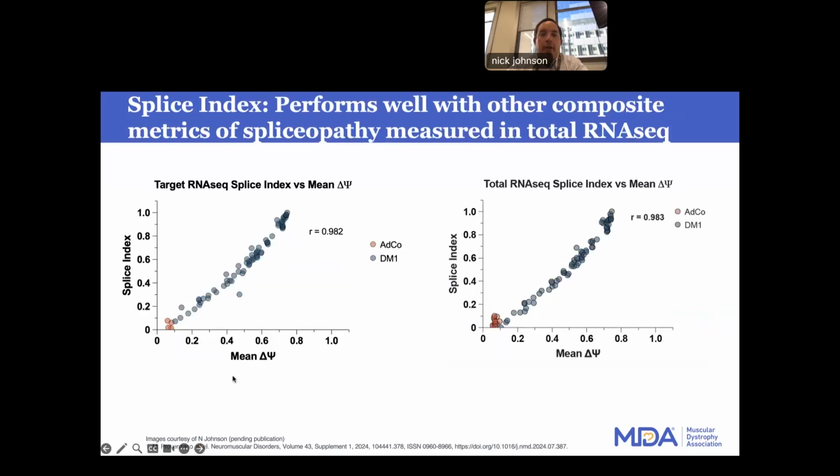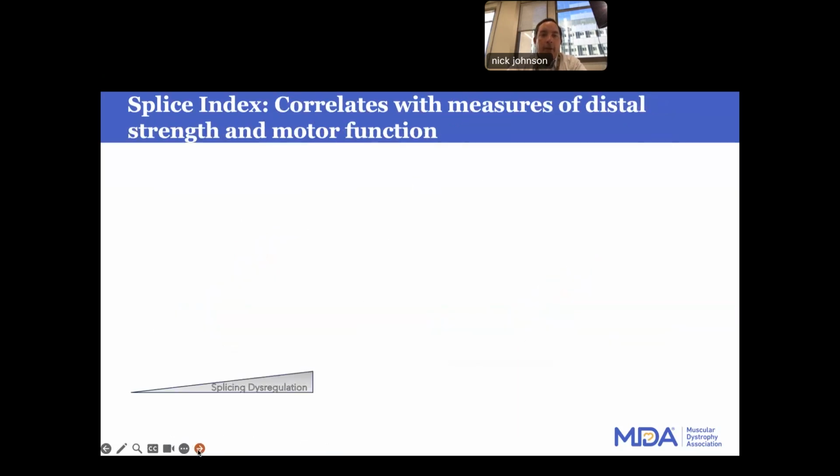So here we used 22 different splicing events called the target RNA splice index and asked, is this representative of the overall amount of missplicing in total RNA-seq? And you can actually see that there's a very strong correlation between the overall amount of missplicing that's seen as well as this smaller 22 event panel.